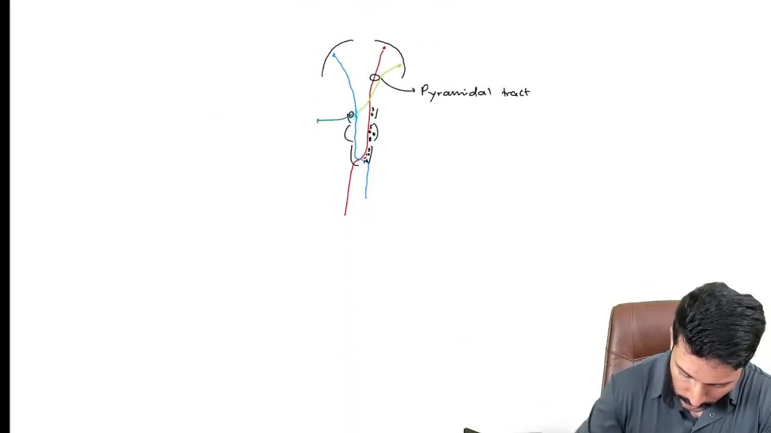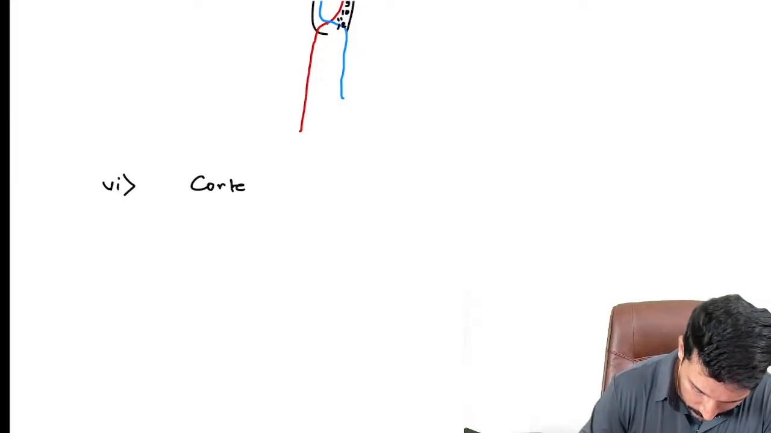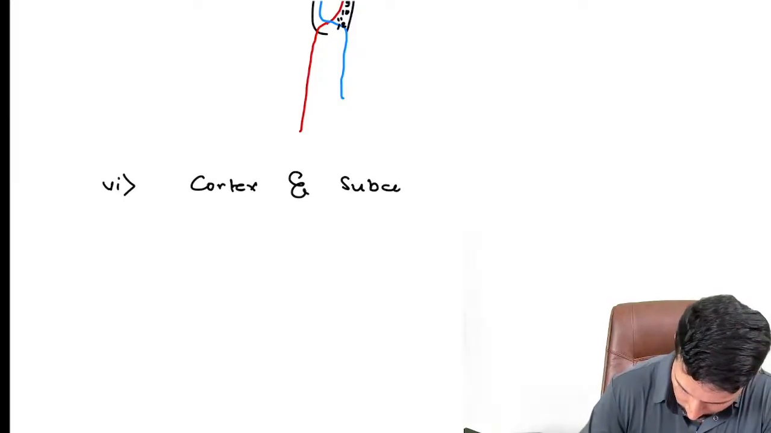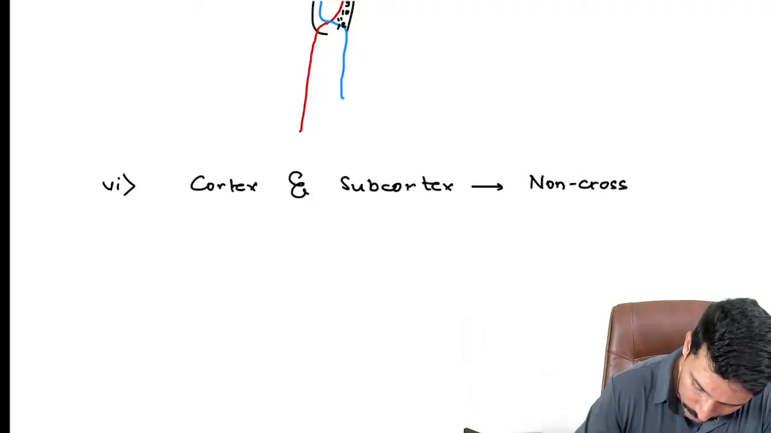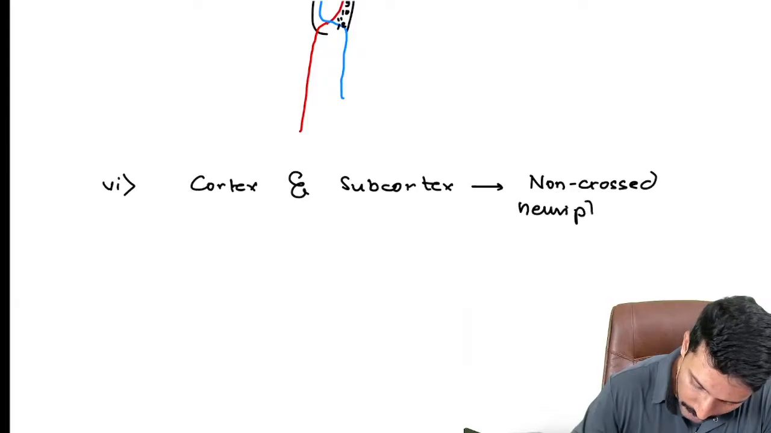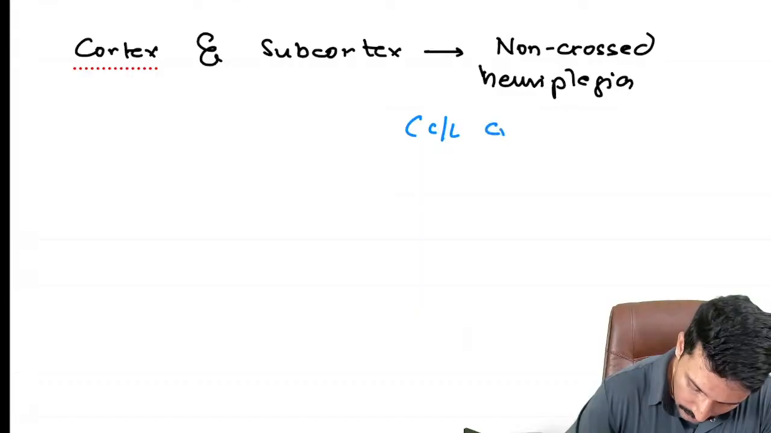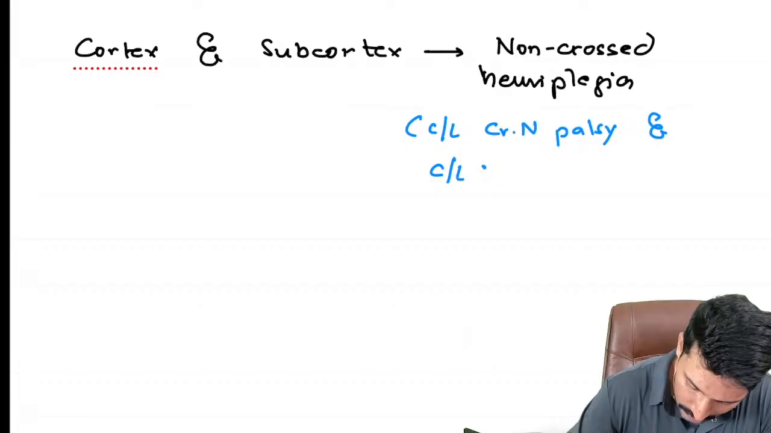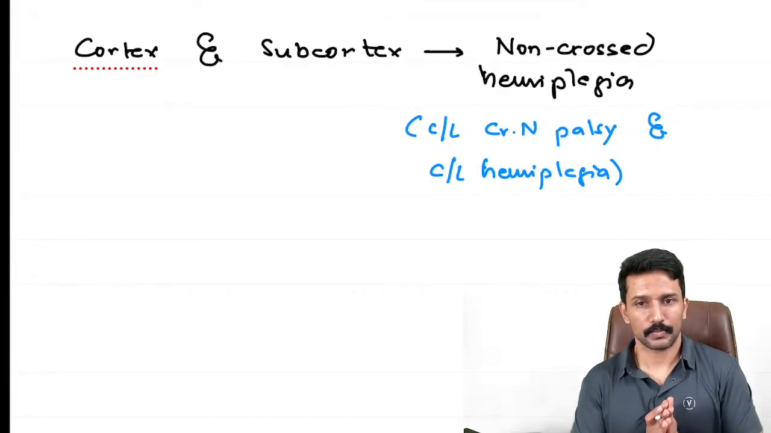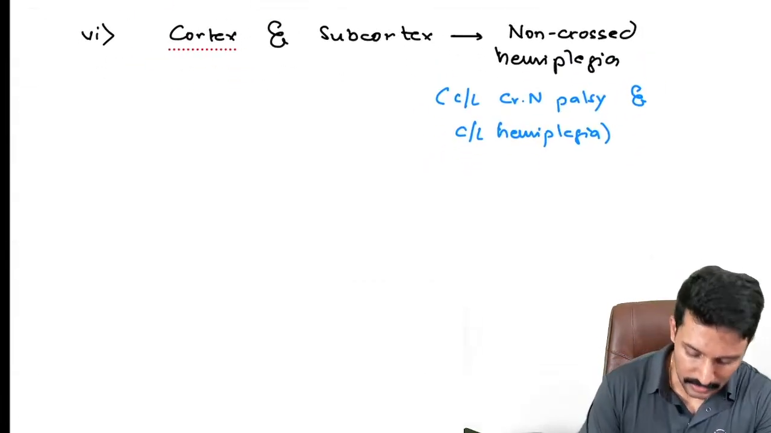So the next level of localization is cortex and subcortex. They present with what we call non-crossed hemiplegia. And what does that mean? Non-crossed hemiplegia means you have contralateral cranial nerve palsy or contralateral facial weakness, and you have contralateral hemiplegia. Now, how will I differentiate whether it is cortical or subcortical hemiplegia is the next level of discussion.